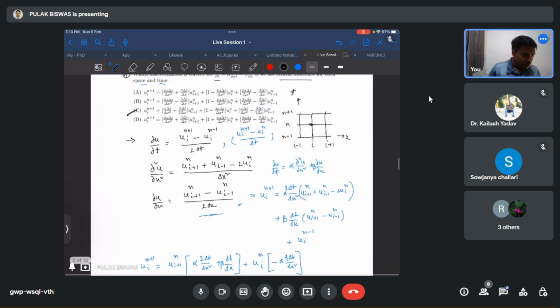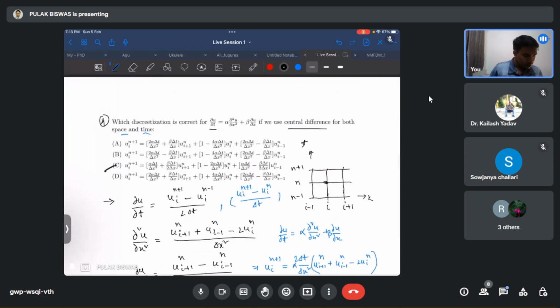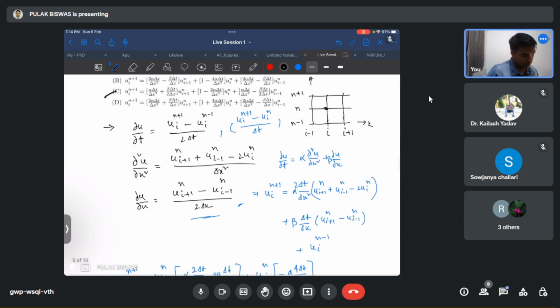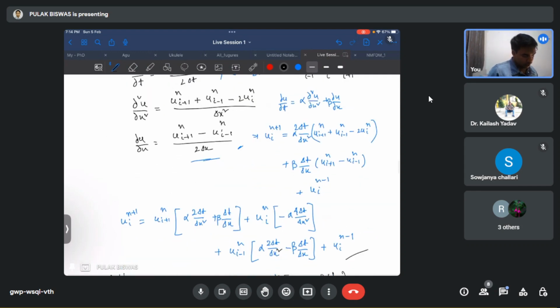Okay, so here the question is a little incorrect. One should write forward difference for time and central difference for the spatial derivative. But if we go with the question, then this is the answer.